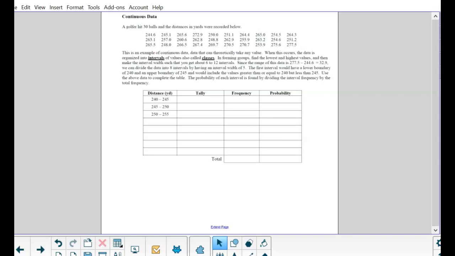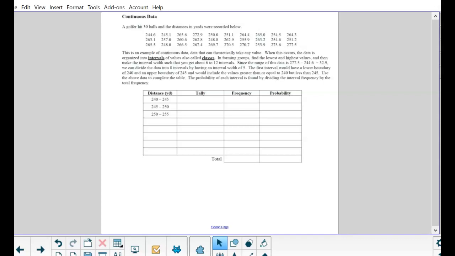Anything more than 12, it's really hard to interpret data from. So in this case, the biggest is 277.5, the smallest is 244.6. I think it looks like they're recorded in order. So the difference is 32.9. So we know 8 goes into 32 about 4 times. So 32.9, a little bit more than 4. So if we make intervals of width of 5, we'll get a good number of intervals.